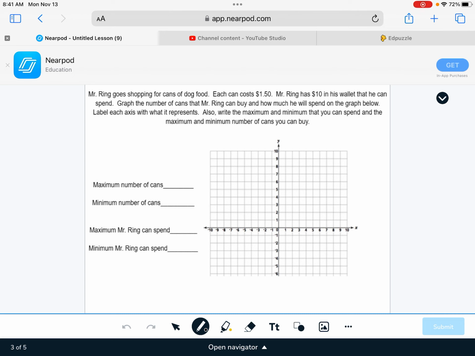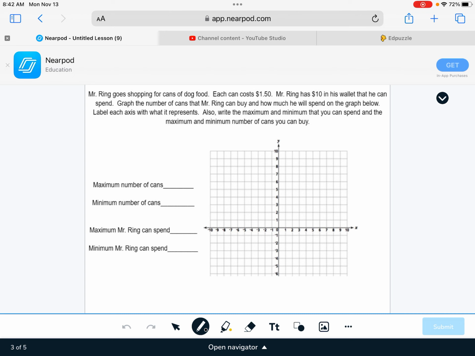Also write the maximum and minimum that you can spend and the maximum and minimum of cans that you can buy. Okay? So when I look at this, I see a couple of things. When I think about maximum amount of money that you can spend, that's interesting. A lot of people might jump to the conclusion that, oh, Mr. Ring has $10, so he can spend all $10 on this. And they kind of go with that as the answer. But the thing is that's not quite correct. That would not be the answer I would want to put here.